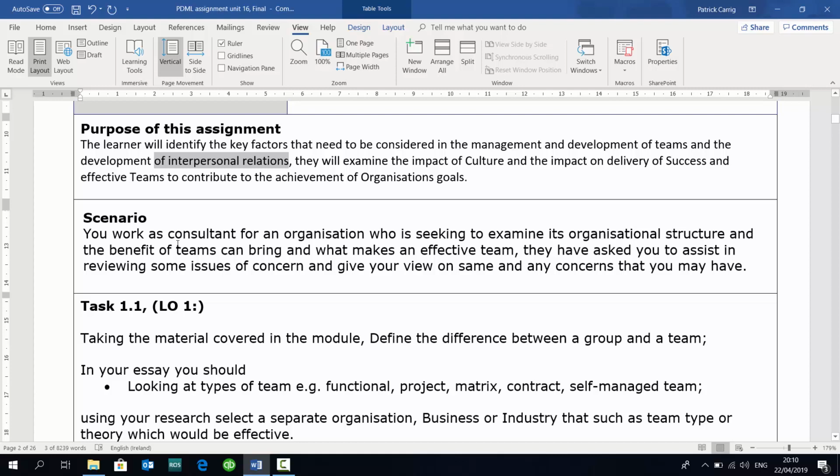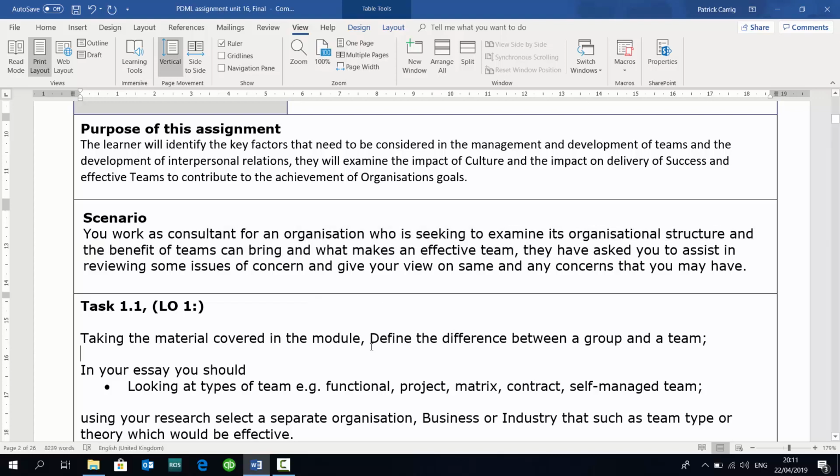The scenario, as usual, is that you're a consultant for an organisation. You have to examine the benefits teams can bring and what makes an effective team. You review some issues and give your views on them. So it's very opinion driven. We want you to talk about what you actually think: this is what I think, this is what I view, this is what I believe.